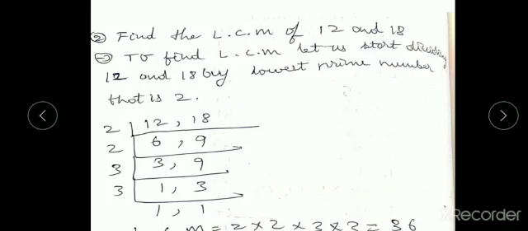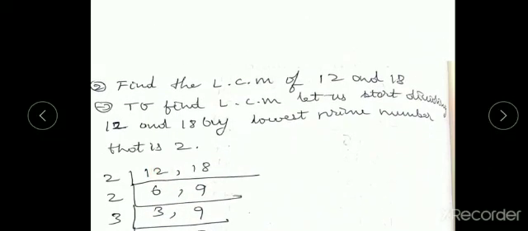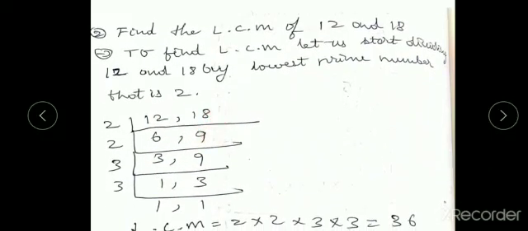So if I divide 12 and 18 by 2, I get 6 and 9 as the quotient. So I will write 6 under 12 and 9 under 18. Now I will again divide 6 and 9 by 2. 2 3s are 6, and since I cannot divide 9 by 2, I will write 9 as it is.